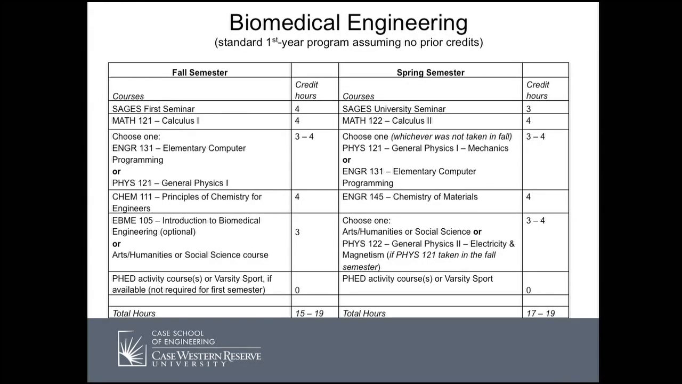With respect to biomedical engineering, we have a typical program that is outlined for you. Keep in mind that this program does not assume that you have any advanced placement credits. And every student is an individual, and the program will be designed specifically to meet the needs of each individual student. So in general, in the first year, you're going to be taking the basic courses in math and physics and chemistry, and some SAGES courses as well. Also in the first year in biomedical engineering, there's an option to take an introduction to biomedical engineering. This may be for 1 credit or for 3 credits, but it's not required.